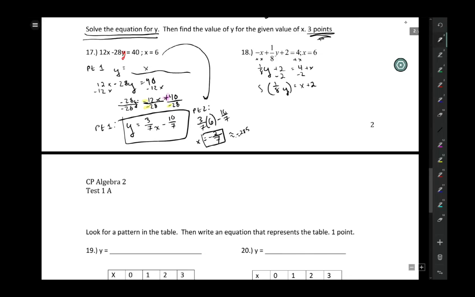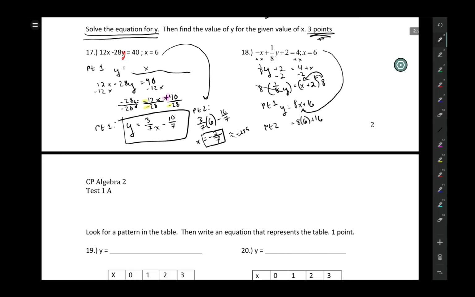And to get rid of my 1/8, I'm going to multiply each side by 8. So remember, you multiply by the reciprocal. Y equals x plus 2 quantity times 8, so 8x plus 16. That's part 1. Part 2, put in x. And 8 times 6, 48 plus 16, 64. That's y as well. Sorry. So y equals 64.